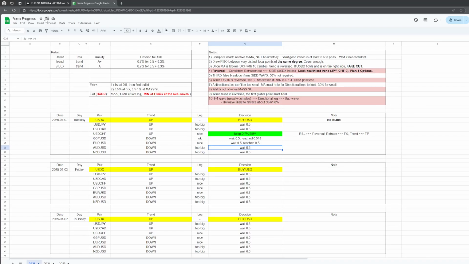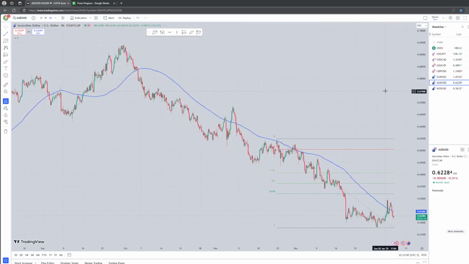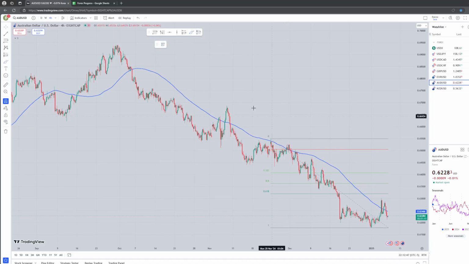Okay, so next pair, Aussie. So here we have down leg, retracement, down leg, retracement, down leg. So the current down leg, the size is just too big. The market seems to be faking out a little bit here, and if somehow the market still fakes out, retraces more into 50% retracement, that is technically a good zone to trade for a one-to-one trade opportunity.